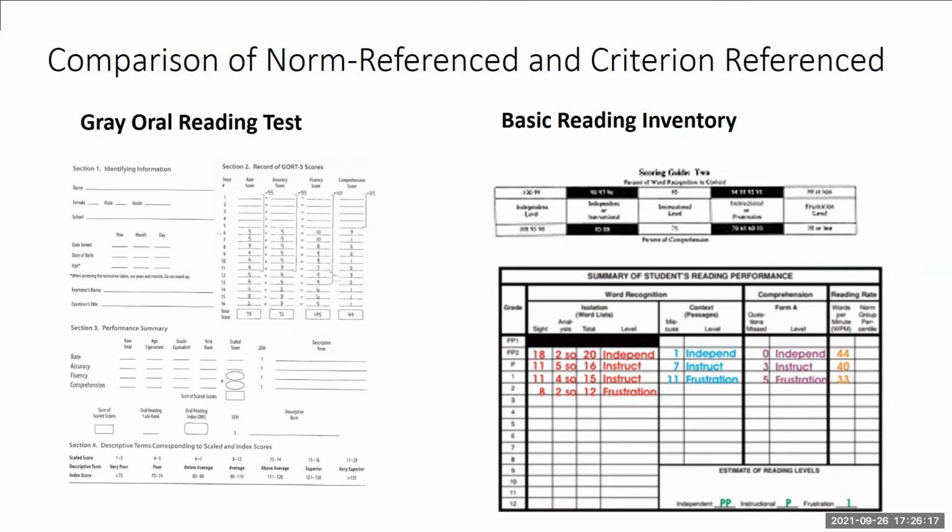The Gray Oral Reading Test is a norm reference test. The passages are not graded, but increase in readability from beginning to advanced levels. The raw score is converted to standard scores that indicate how well the child reads compared to peers. In contrast, the Basic Reading Inventory is a criterion reference test. It presents a continuum of reading passages from kindergarten to grade 12. Reading fluency and comprehension are separately compared to the criteria of independent, instructional, or frustration reading. The results indicate the level of materials that should be presented to the child for instruction.